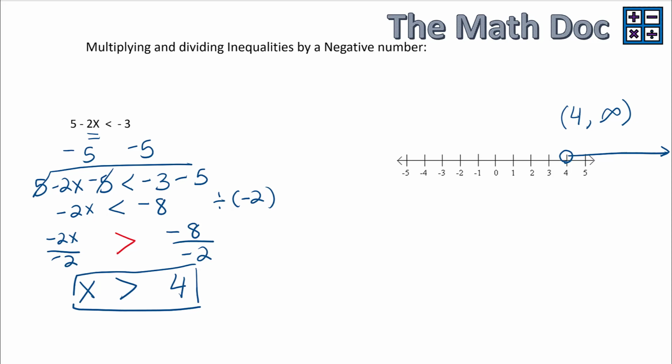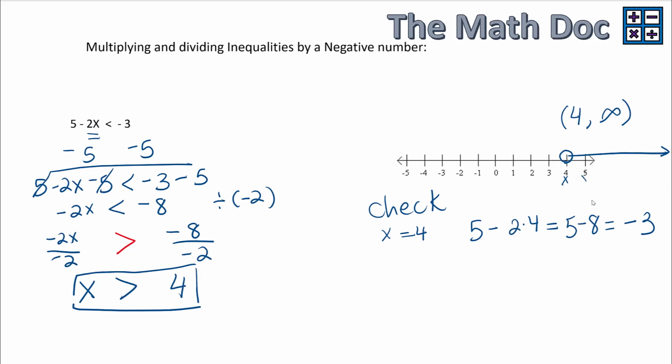Let's test this result. Let's do a check. Okay, so let's check first of all for x equals 4. So right on the boundary. Well, 5 minus 2 times 4 equals 5 minus 8, which is equal to negative 3. Negative 3 is not less than negative 3. It's actually equal to negative 3. So indeed, at 4, we are not satisfying this inequality.